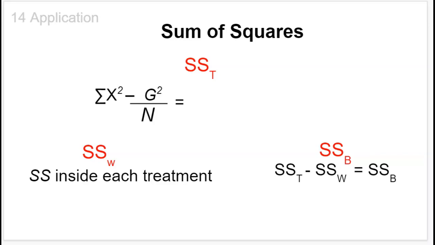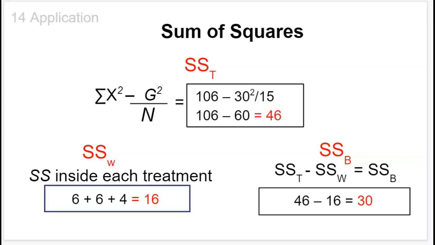So let's see how we did. You would have gotten 46 for our sum of squares total, 16 for our sum of squares within, and then 46 minus 16 is 30. You have already done most of the calculations for degrees of freedom between and degrees of freedom within. Now we just need degrees of freedom total.